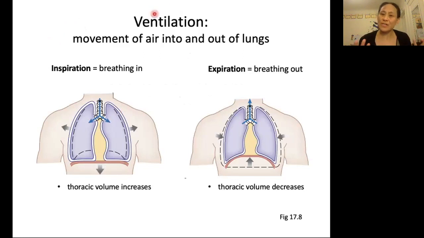The term ventilation basically means the movement of air into and out of the lungs. I've already introduced these terms, but I want to formally introduce them now. Inspiration is the act of breathing in. Expiration is the act of breathing out. During inspiration, thoracic volume increases. During expiration, thoracic volume decreases. And we'll be talking about that more in the next section.